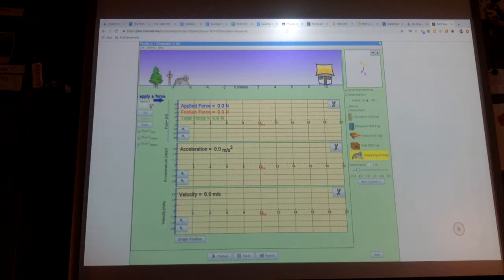I'm going to put applied force of 25 in. And I'm going to press go for 5 seconds. Oh, I got to get rid of friction. Friction off. So lazy dog on ice. Applied force of 25. Press go.